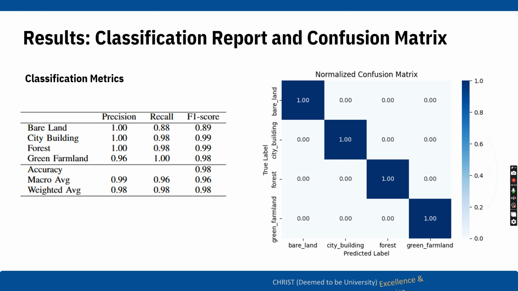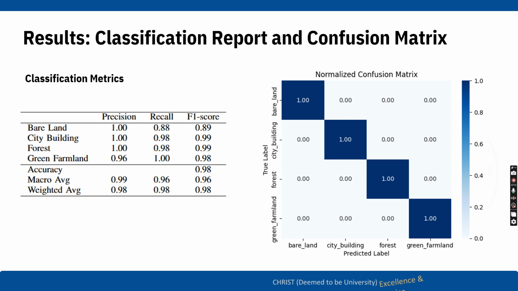Further, this is justified by the classification report as well as the confusion matrix, which tells us for each category what accuracy the model has achieved. Overall, it was 98%, and the confusion matrix also shows values of one along the diagonal, which confirms that there is no misclassification or confusion coming from the model.